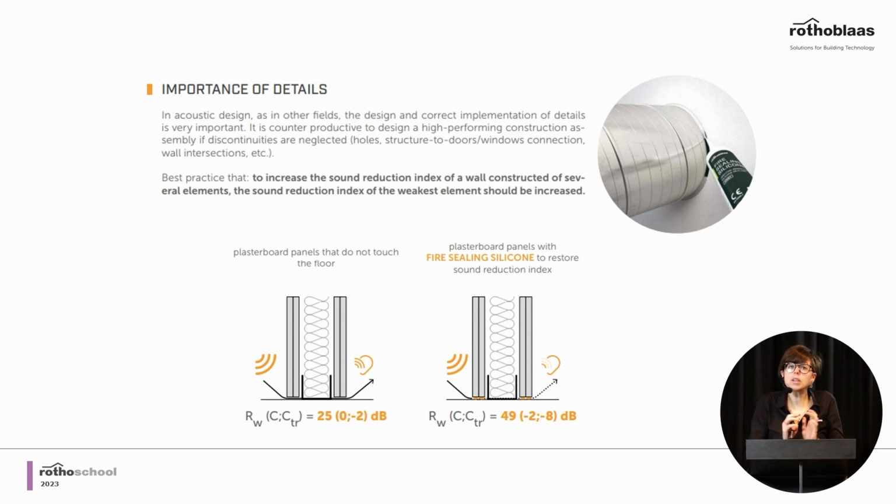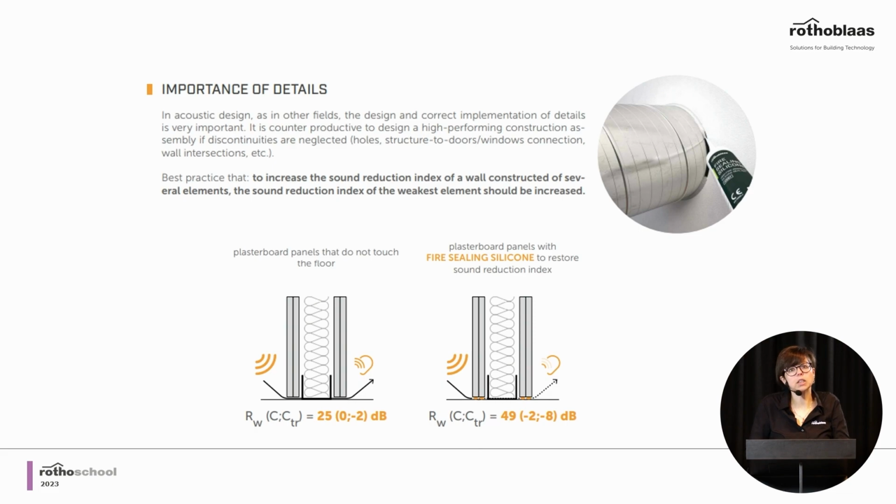So the wall is the same. Nothing changed. The materials are the same. In our project, we don't notice any difference, basically, because we have two plasterboard panels, insulation material in between, and two other plasterboard panels. What happened is that on one side we sealed the joint, and on the other side we haven't.